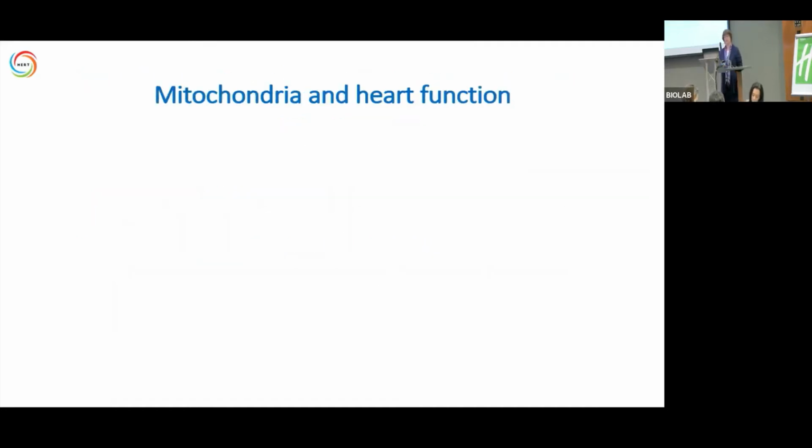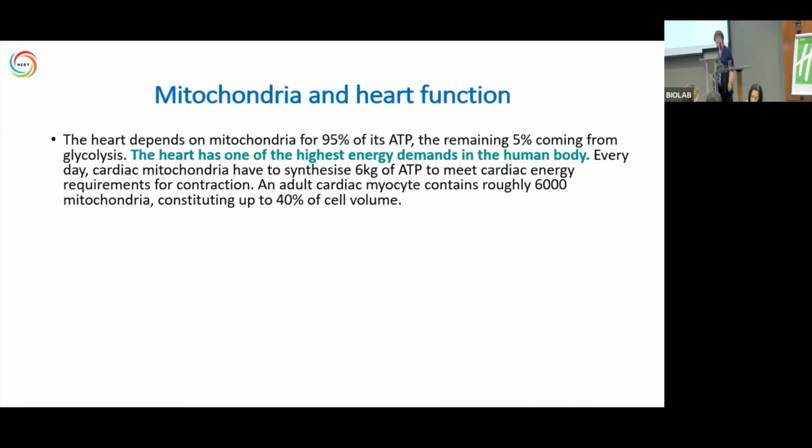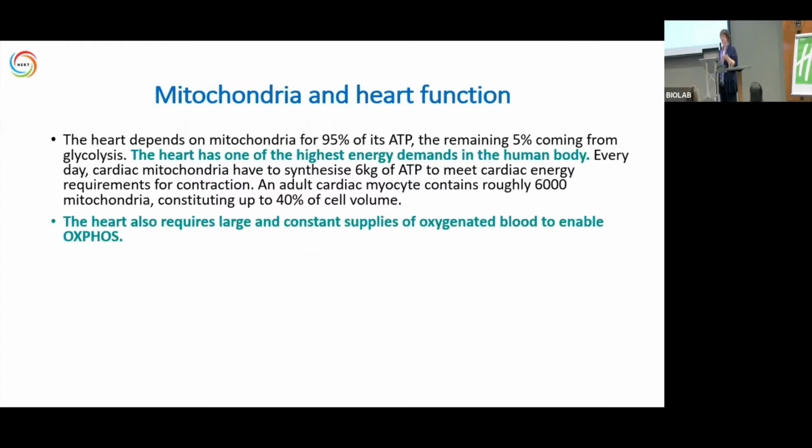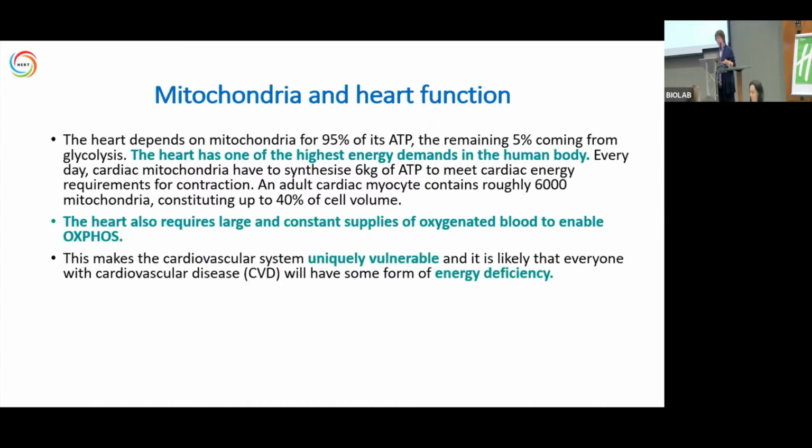So let's look at mitochondria in heart function. I said at the beginning that the heart depends on mitochondria for 95% of its ATP, and the remainder comes from glycolysis. So the heart has one of the highest energy demands in the human body. It needs energy to keep pumping, and it also needs huge supplies of oxygen for oxphos. This makes the cardiovascular system uniquely vulnerable, not in the same way as neurons were, but in its own way. And most people with cardiovascular disease are going to have some form of energy deficiency.